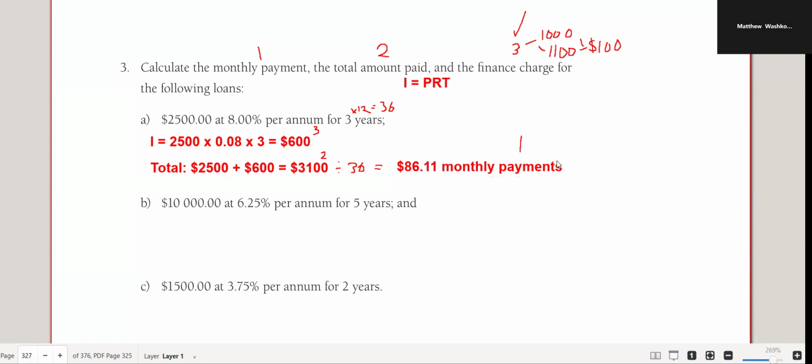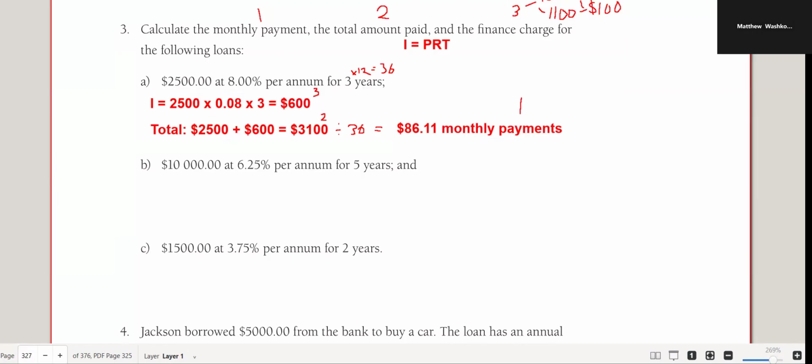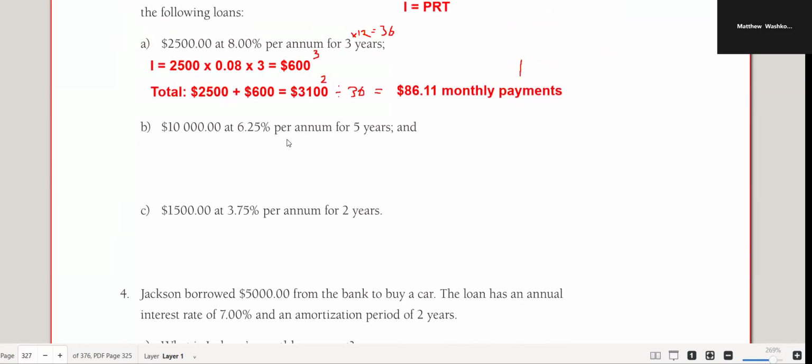Does that make sense? I had to first figure out the interest, then add it to the principal, to then figure out my monthly loan. So you're kind of working backwards for this question. Make sure my mic's working. Yes, it is. I'll do question B, and then I want you to try question C out. Pause the video. I'll show you the answer for C.